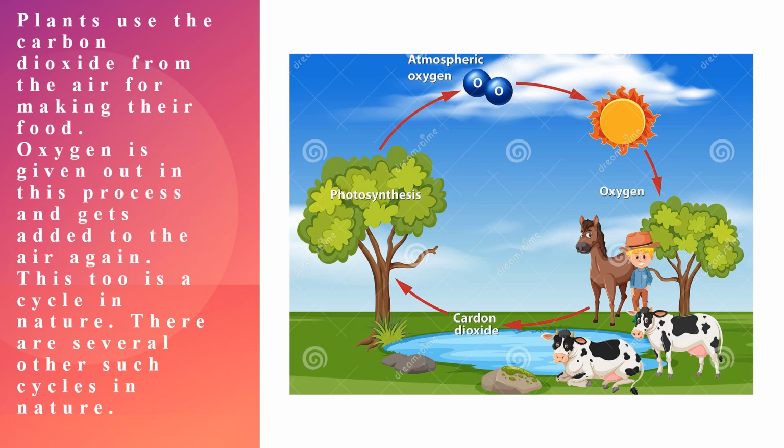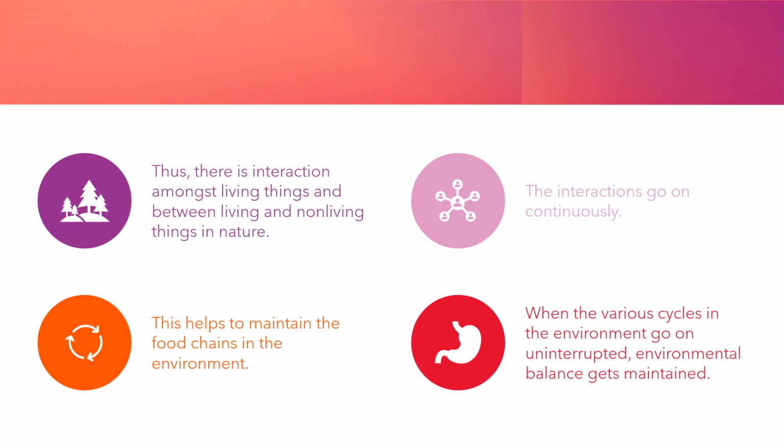This too is a cycle in nature. This cycle can be called as oxygen cycle. There are several other such cycles in nature which are very important for living organisms to survive. Thus, there is interaction amongst living things and between living and non-living things in nature. This interaction helps to maintain the food chains in the environment, and these interactions go on continuously. When the various cycles in the environment go on uninterrupted, environmental balance gets maintained.